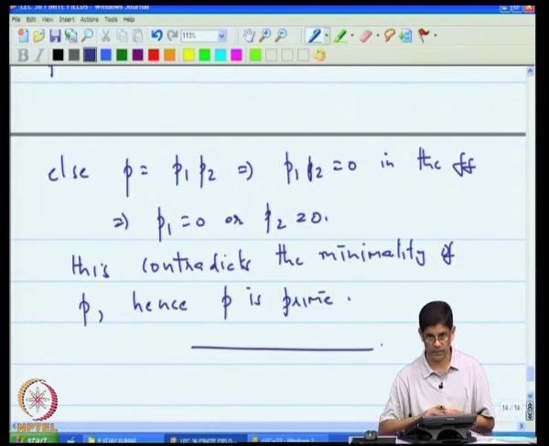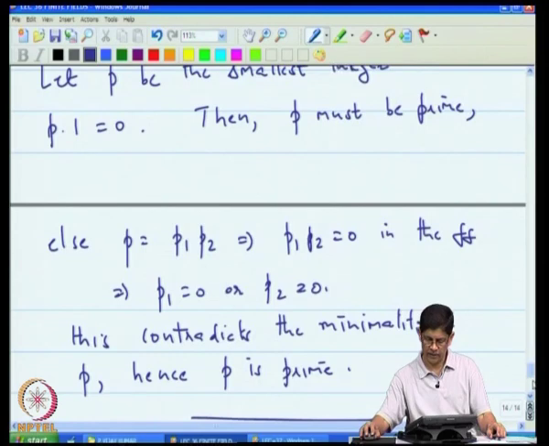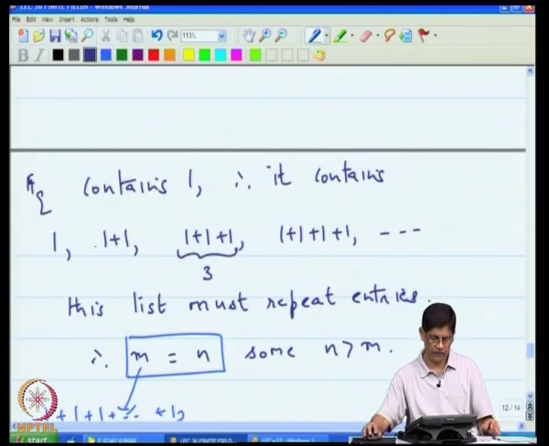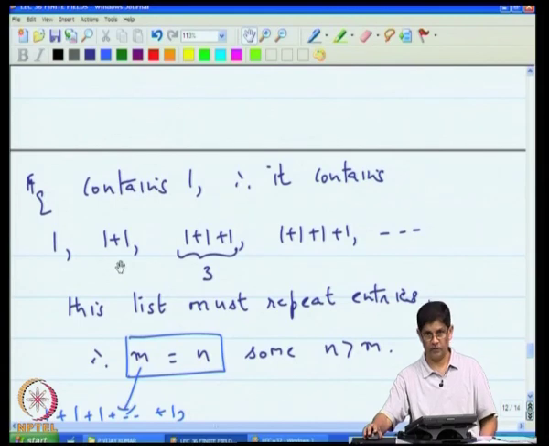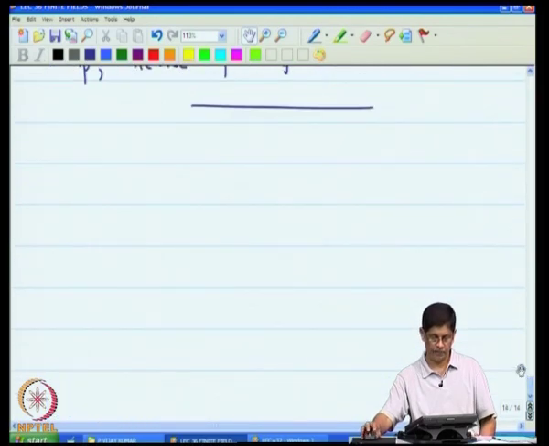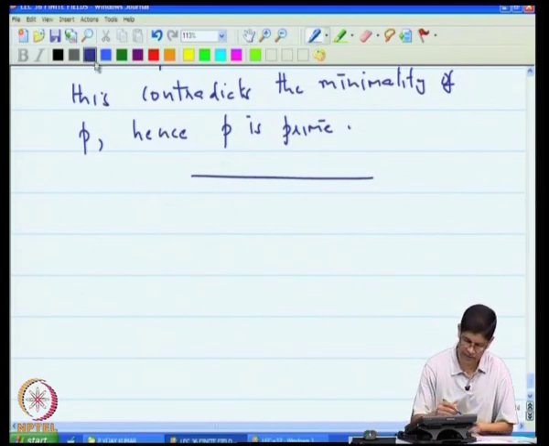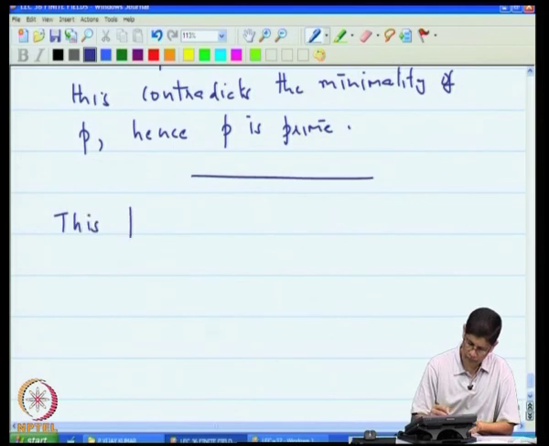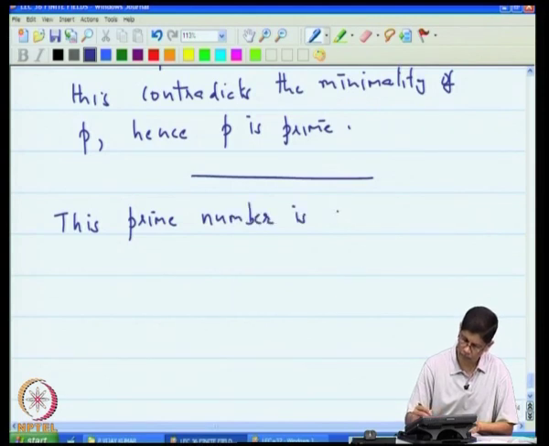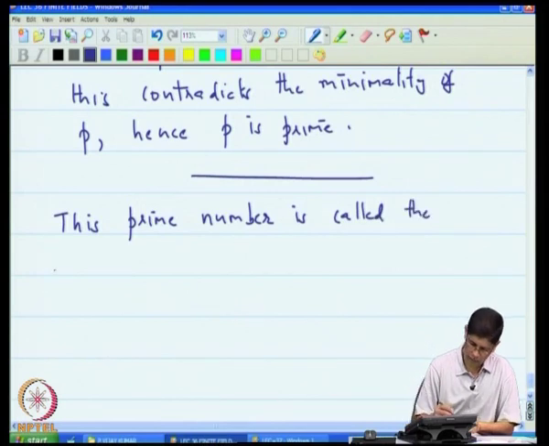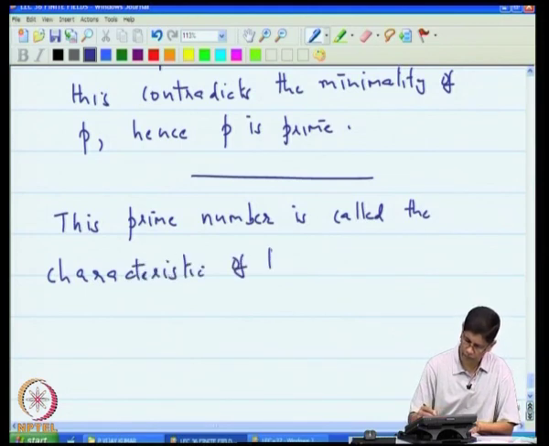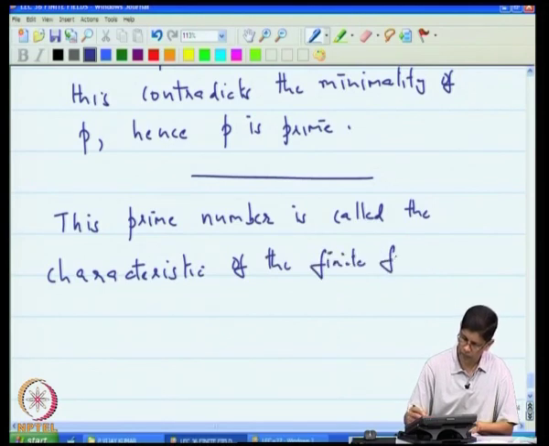Okay, so we have deduced the first fact about our finite field. The interesting fact is that in any finite field of whatever size q, there is some prime number such that if you add the identity element to itself a prime number of times, you get 0. Okay. And we will just say that p is 0. So, this prime number is called the characteristic of the finite field.